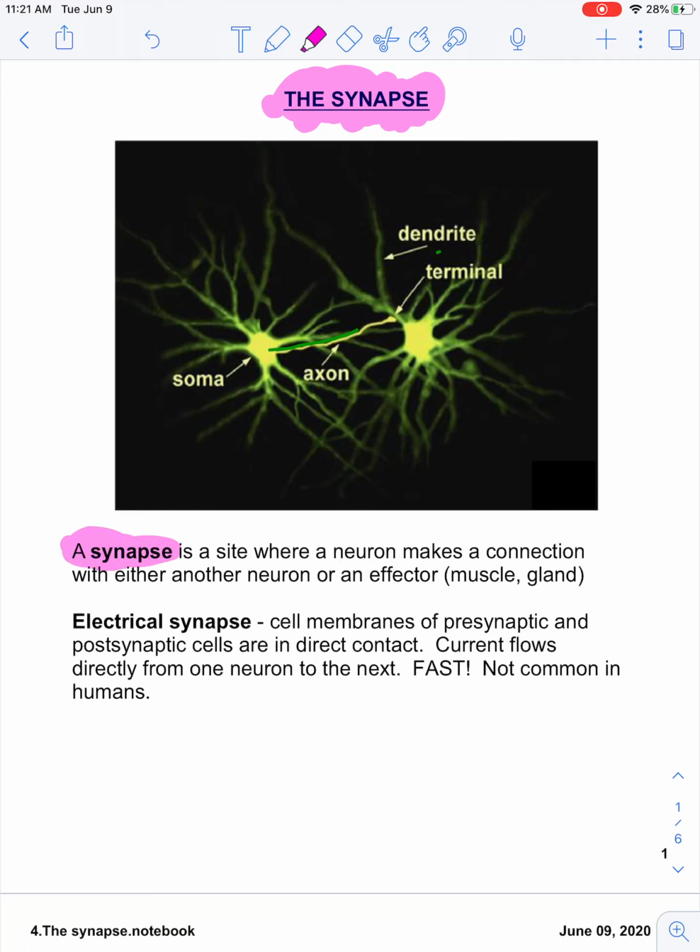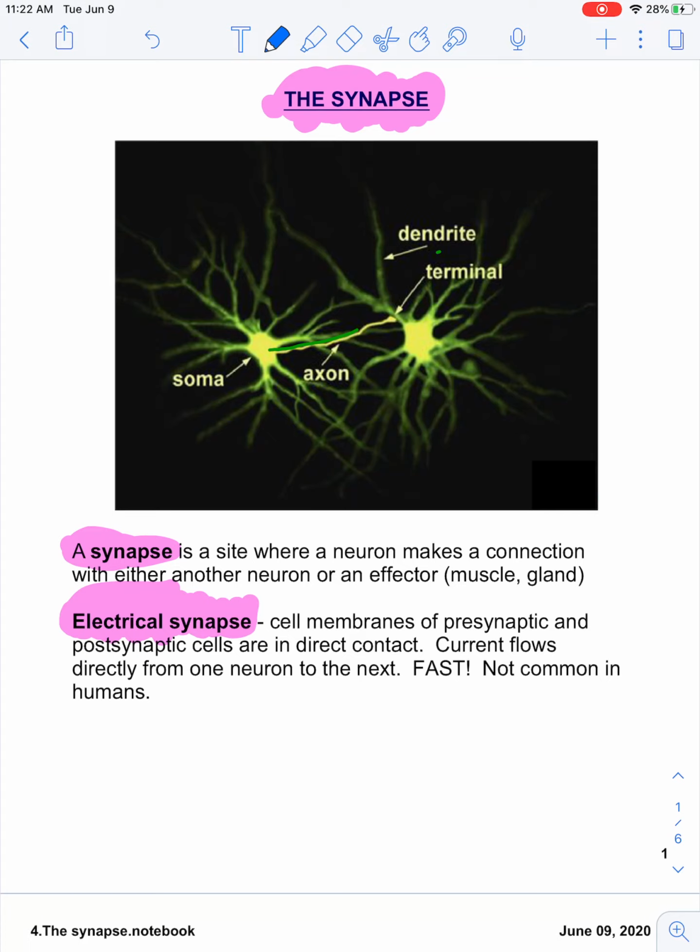So, what is a synapse? It is a site where a neuron makes a connection with either another neuron or an effector, muscle, or gland. Okay, so the simplest type of synapse is, of course, not the one we find commonly in humans, because it's a simple synapse, and that's where the cell membranes just touch each other. They're in direct contact. So the one neuron is in direct contact with the other, or the neuron is in direct contact with the muscle or the gland, and the electrical current just flows from one to the other. This is really fast, but not common.